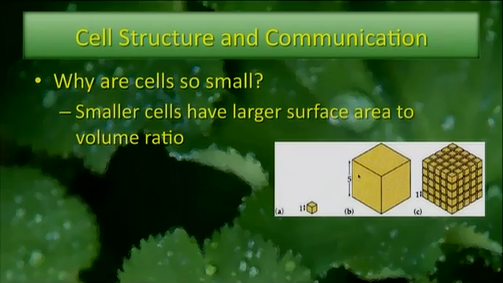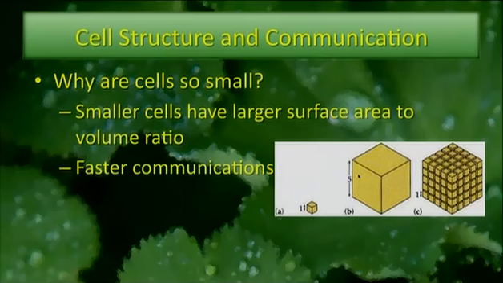That's important because if the cell is smaller, it allows for faster communication from one part of the cell to another, like from the surface of a cell to the interior parts of the cell, because that's where some substances come in or some communication from another cell happens from the exterior of the cell. Also, the nucleus, which is the control center of the cell, sends out messages to other parts of the cell faster.